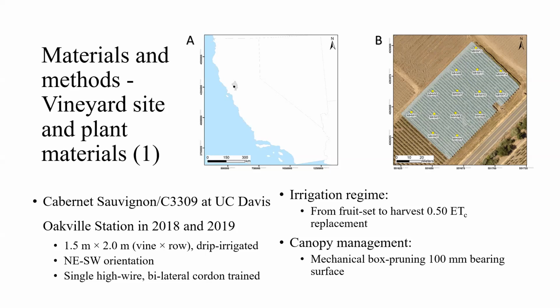The vineyard spacing was 1.5 meters by 2 meters, vine by row. The trellis is single high wire with bilateral quarter round. We irrigate the vineyard from fruit set to harvest with 50% ETc, and the canopy management was done with mechanical box pruning to 100 millimeters, which is about 4 inches, with no other canopy management.